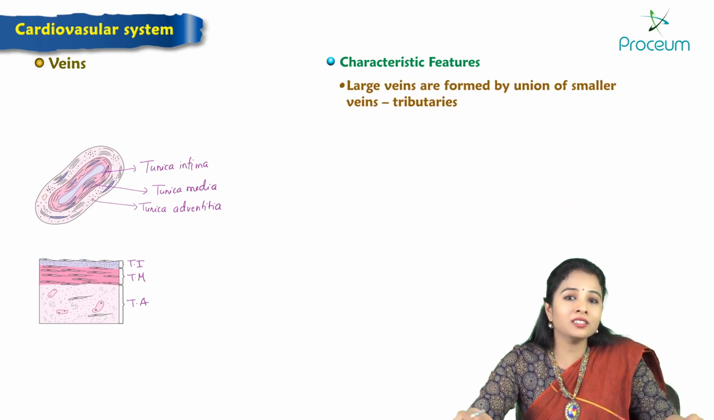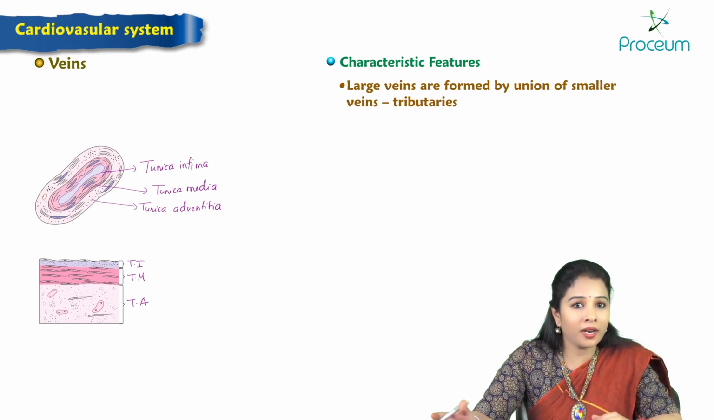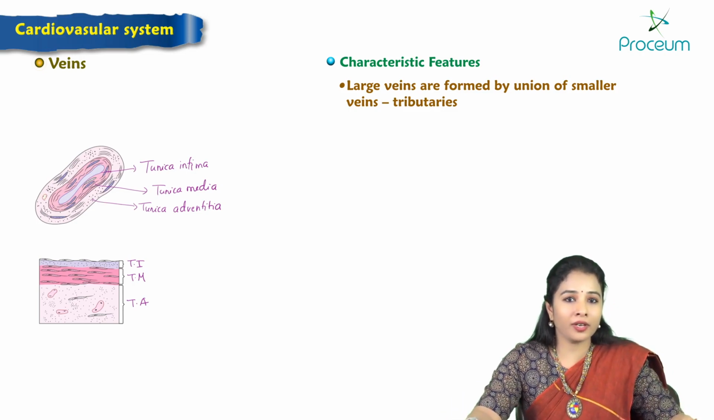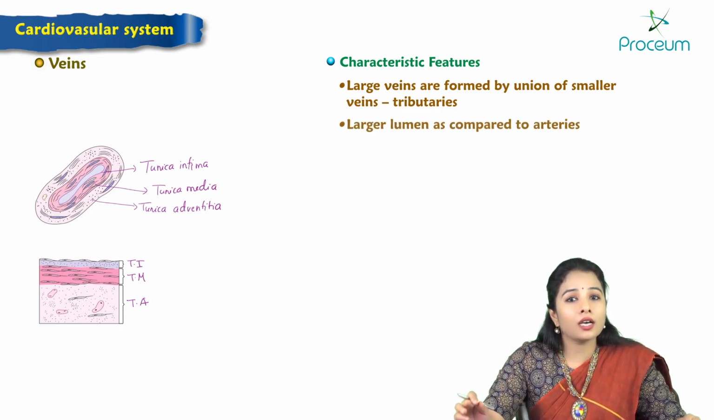The large veins are formed by the union of smaller veins called tributaries. For veins we say tributaries, for arteries we say branches. All the tributaries join to form a larger vein, just like a river, and they have a larger lumen.